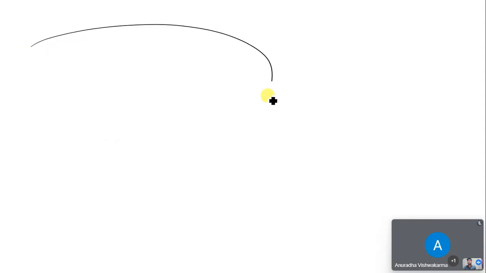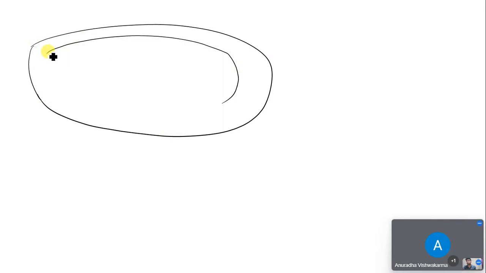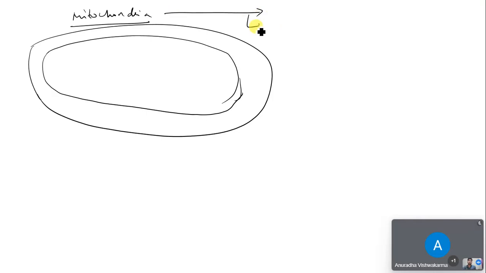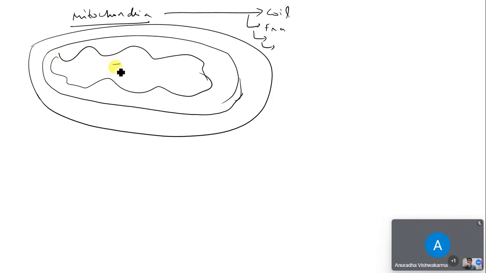What is the general shape of mitochondria? Oval? Can it be any other shape? Mitochondria are not just oval; they can be coiled or fragmented, with many shapes, probably depending on the organism. I don't remember exactly. So this is the matrix, where our TCA cycle occurs.